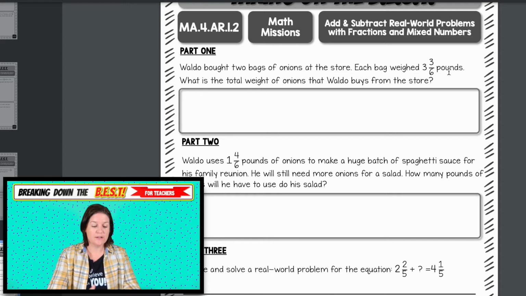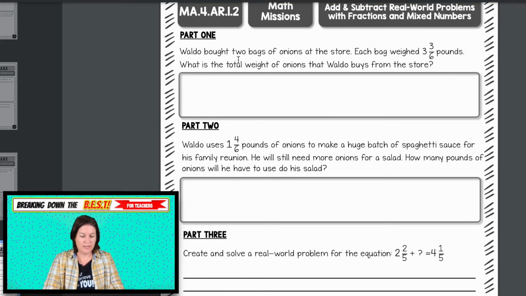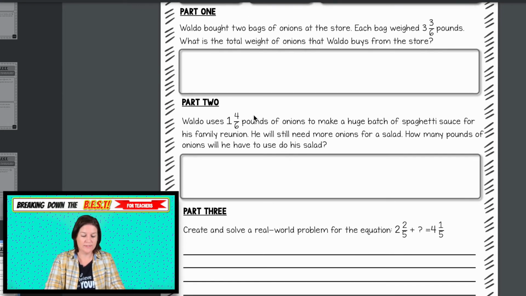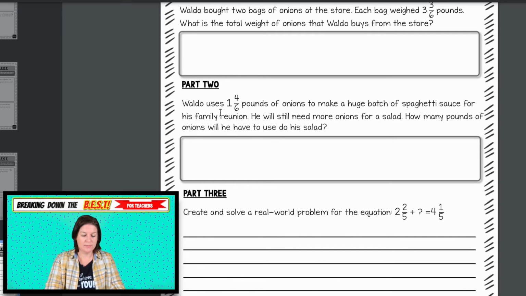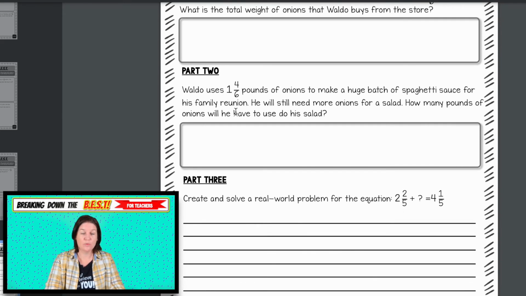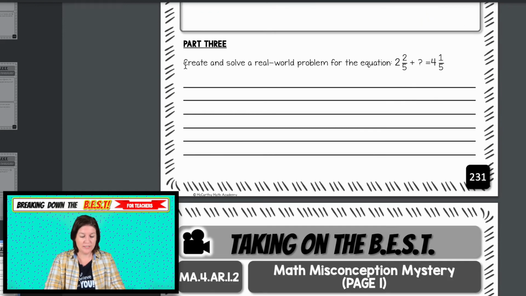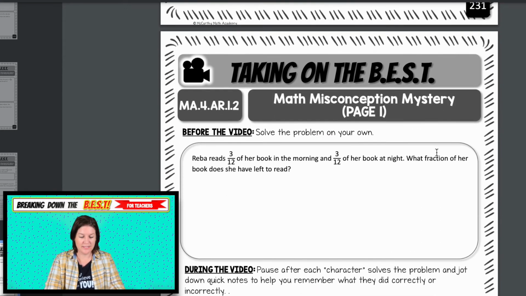So it's usually a several part process. Here we have 2 bags, each bag weighing 3 3/6 pounds, which is adding 3 3/6 plus 3 3/6. So we're finding the total weight. And then somebody comes and uses some of the onions, so we're subtracting there. And then part 3, create and solve a real world problem for this equation: 2 2/5 plus what equals 4 1/5. So they have to create a scenario about the situation and solve it. That's what the standard was saying.